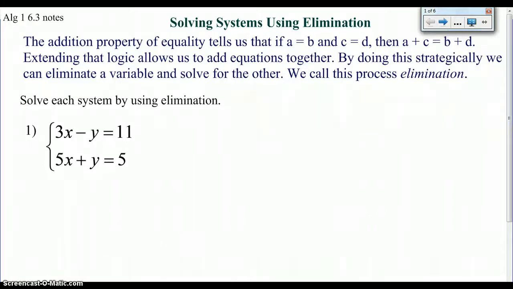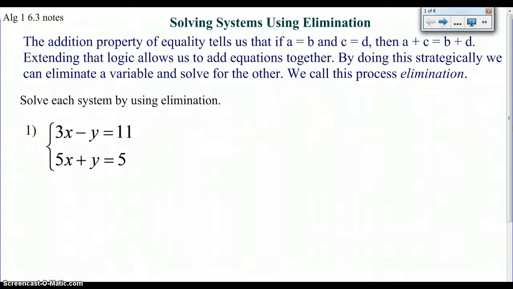I'm going to read some of this up top, but it says the addition property of equality tells us that if A equals B and C equals D, then A plus C equals B plus D. In other words, you can add those two equations together, add the left sides together, add the right sides together. It works. Extending that logic, we can use that to add algebraic equations like you see, or linear equations as we use. And if we do that strategically, we can eliminate variables and solve for other variables. We call the process elimination.